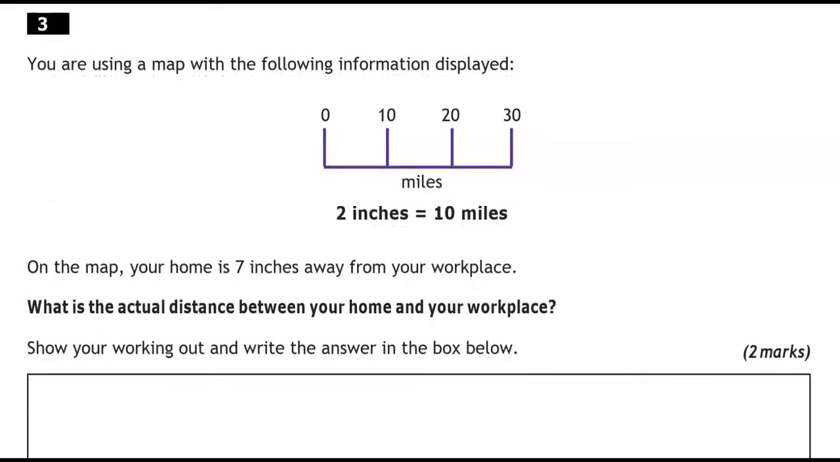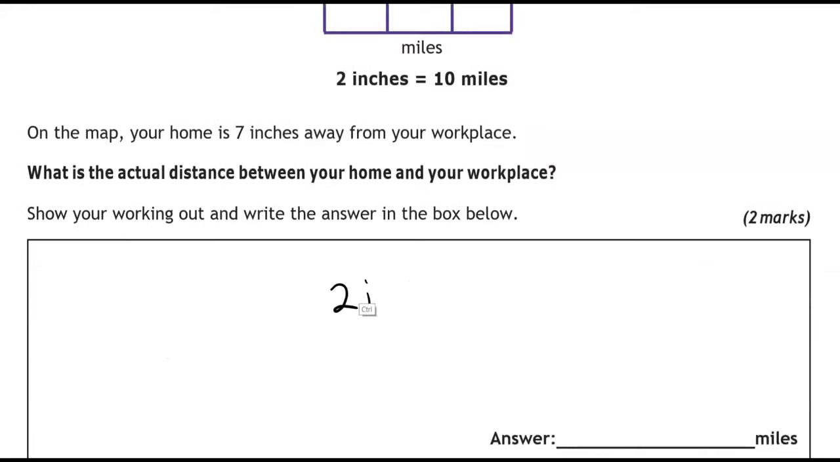Question number 3. You're using a map with the following information displayed. We've got 2 inches is equal to 10 miles. On the map, your home is 7 inches away from your workplace. What is the actual distance between your home and your workplace? Show your working out and write the answer in the box below.